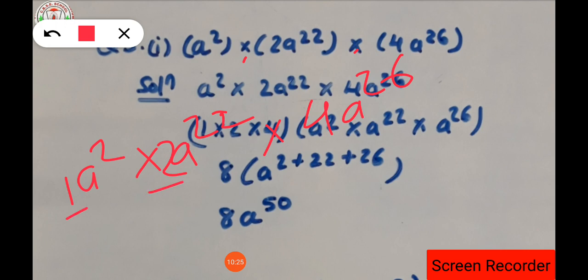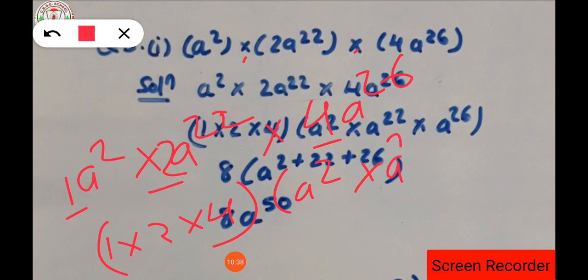So individually we are going to multiply the numbers as well as the alphabets. So 1 into 2 into 4 will be multiplied. Then a squared into a to the power 22 into a to the power 26 is going to be multiplied. While multiplying 1 into 2 it will be 2, 2 into 4 will be 8. Directly we will write 8.